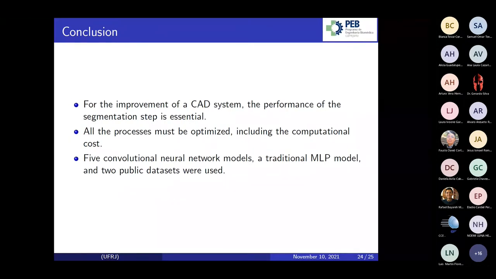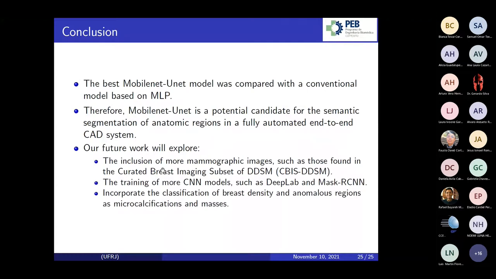we can see that for the improvement of CAD systems, the performance of the segmentation step is essential. And the whole process must be optimized, including the computational cost. To check that, we selected and evaluated 5 different neural networks and compared them with traditional models using 2 public data sets. We found that MobileNet UNet was the model with the best results, and that's why this model could be a potential candidate for semantic segmentation of anatomical regions in a fully automated end-to-end CAD system.